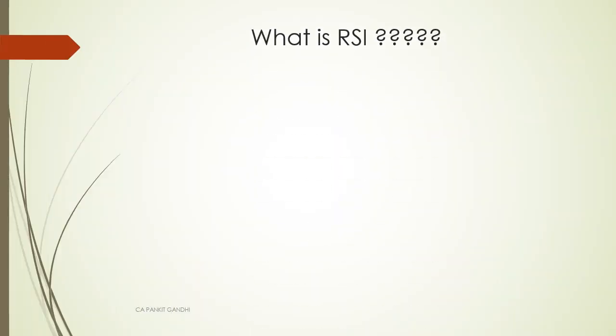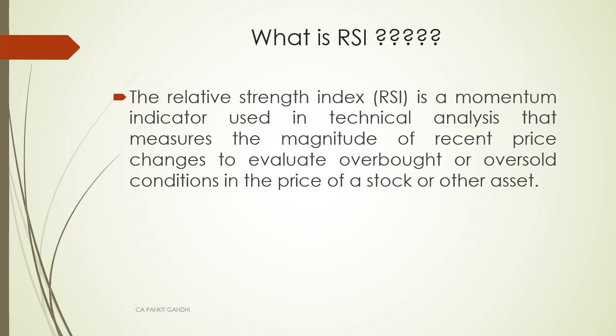There is a textbook definition in front of you. The Relative Strength Index or the RSI is a momentum indicator used in technical analysis that measures the magnitude of recent price changes to evaluate overbought or oversold conditions in the price of a stock or any other asset. So we will make it in parts. It is a momentum indicator.